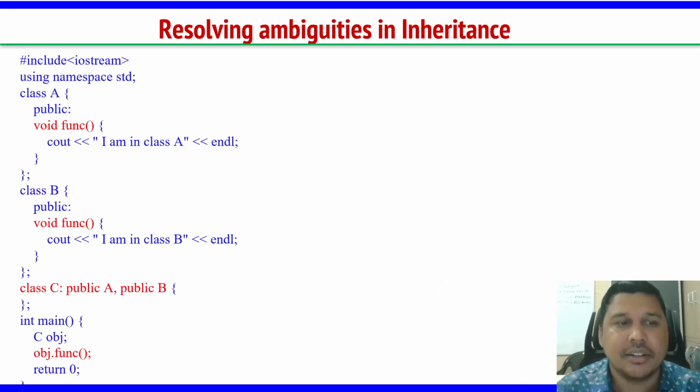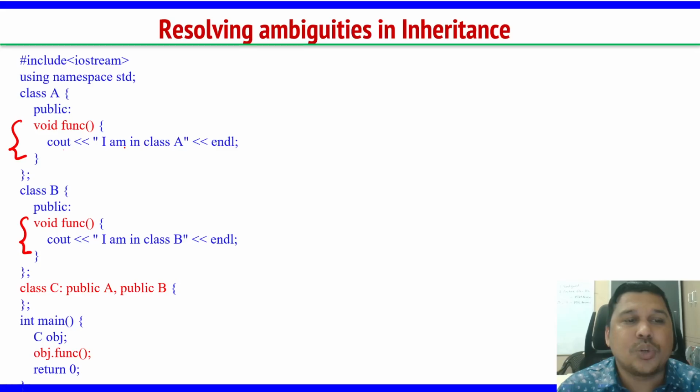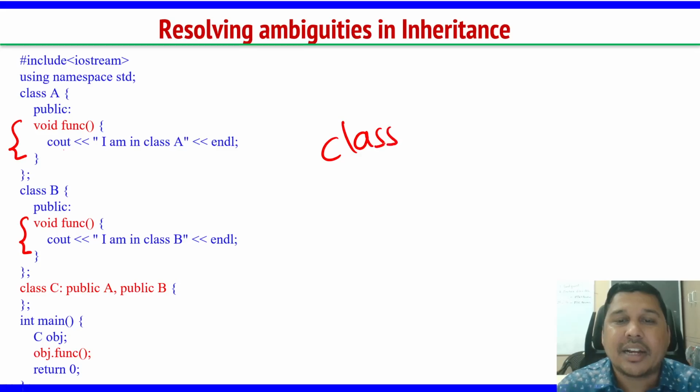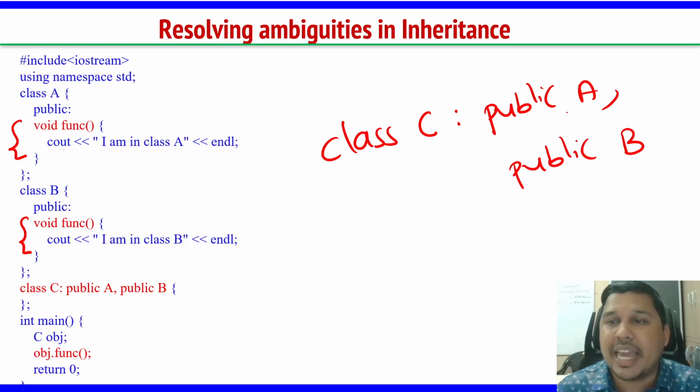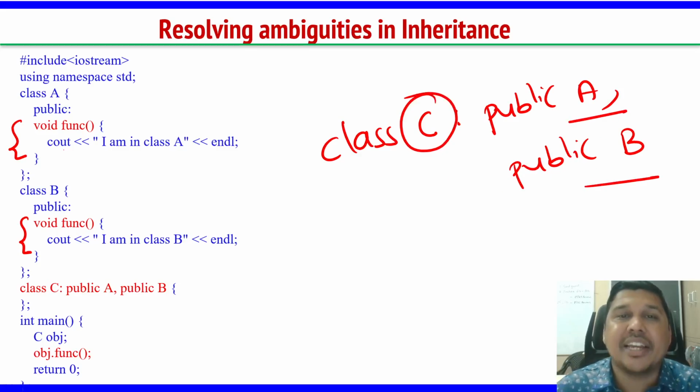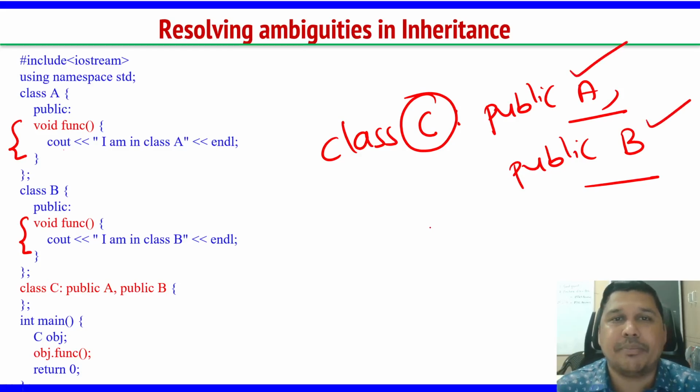Let's see this example here. If you observe, class A is having a function func. Class B is also having another function func. Here it prints, I am in class A, and here also it prints, I am in class B. You see how class C is derived, in red color. I wrote class C colon public A comma public B. This is what multiple inheritance is. Public A and public B means class C can inherit the properties of both class A and class B.